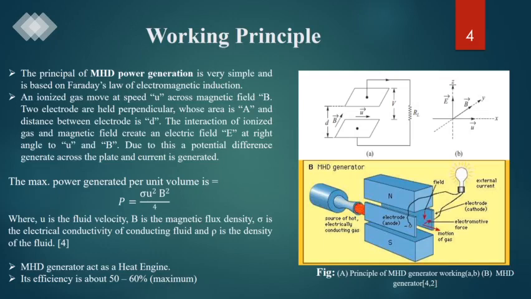This is another diagram, by the help of which we can understand how it works. You see the north and south poles and the electrodes, between which the ionized gas passes. When this ionized gas passes through, the ionized gas energy is converted here into an electric field.